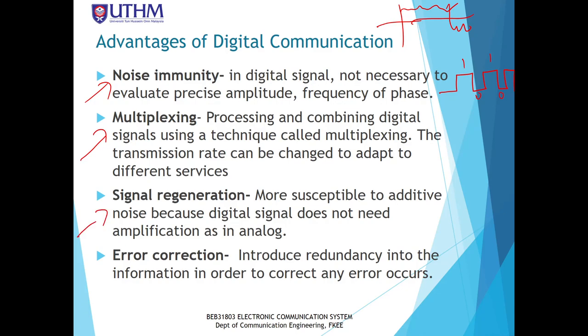Signal regeneration. That's among the best things about a digital system: we can regenerate the signal. So that means we can send the signal further away, lebih jauh. Untuk digital system, kita boleh menghantar signal pada jarak yang lebih jauh because we can regenerate the signal. Regeneration is different from amplification. In analog, we can only do amplification. We cannot do regeneration in analog. Regeneration means we regenerate the signal again. Kita hidupkan semula signal tersebut.